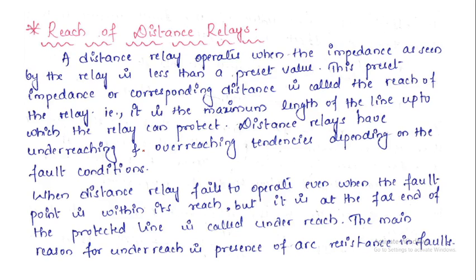So this distance may vary, and depending upon the distance it is going to cover, they are classified as underreach relays as well as overreach relays. When a distance relay fails to operate even when the fault point is within its reach, at the far end of the protected line, it is called underreach. Though the relay has the capacity of protecting the line, because of the presence of arc resistance its protective length is reduced, and that is known as underreach. The main reason for underreach is the presence of arc resistance in the faults.